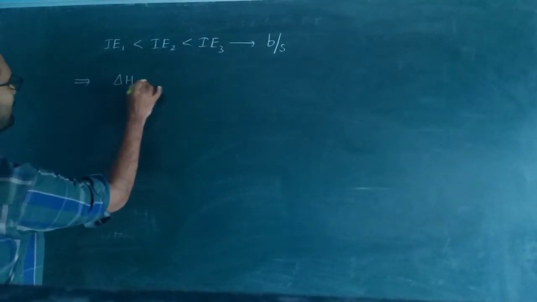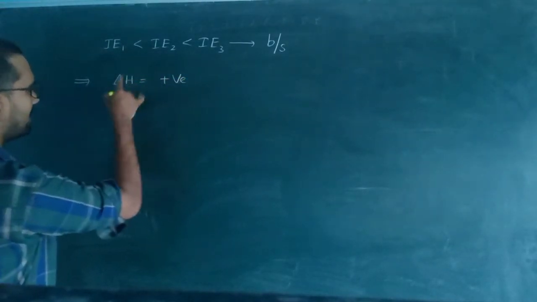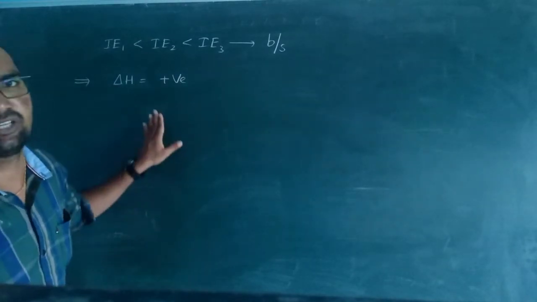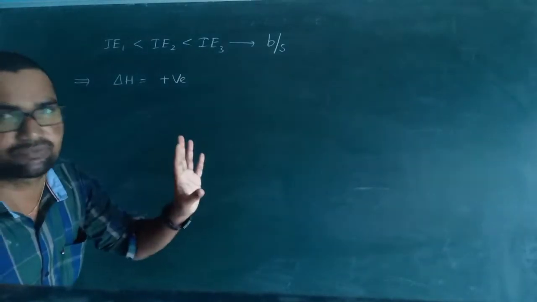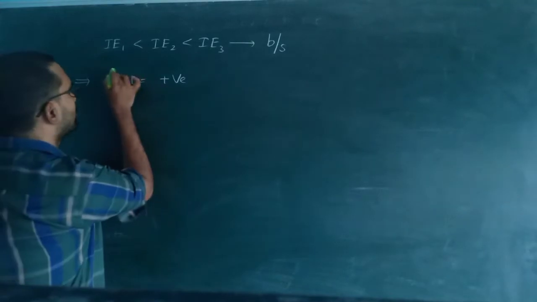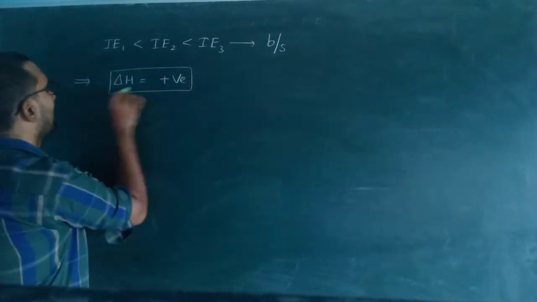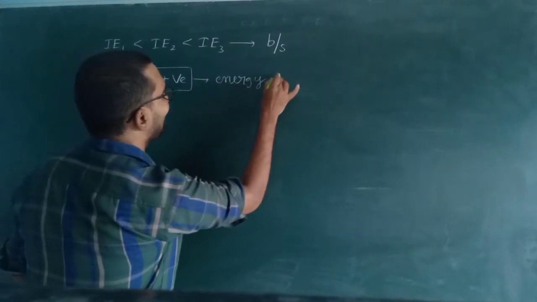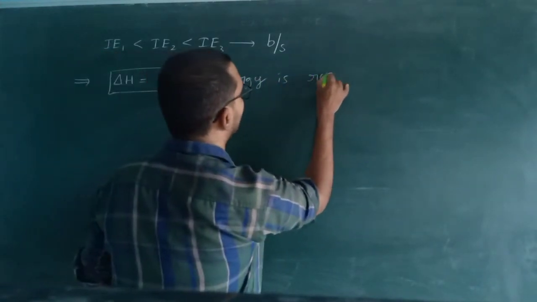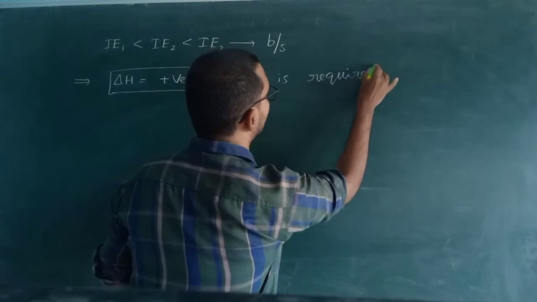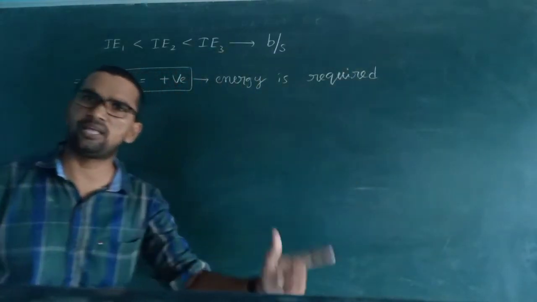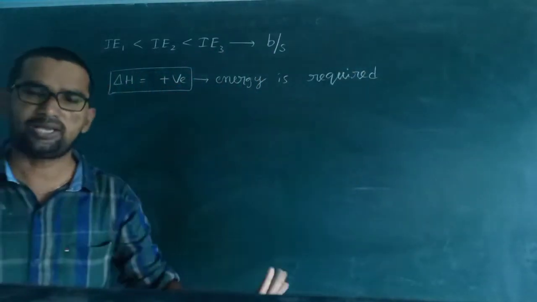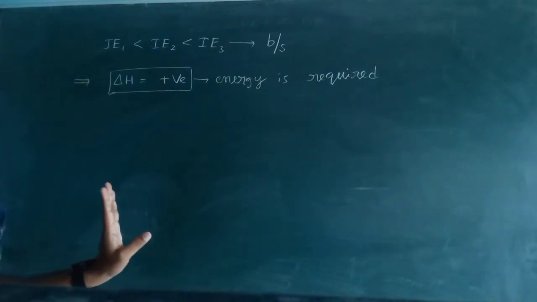Next point: delta H is equal to positive. Delta H positive is actually a thermodynamic term, so don't bother about it. Just know that delta H is positive means energy is required. For removing the electron, energy is required.